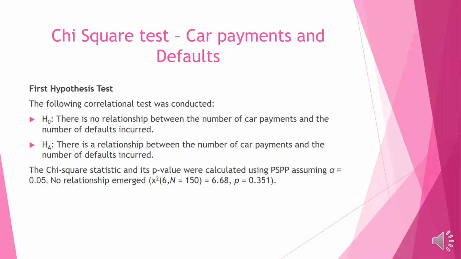The first chi-square test is in relation to car payments and defaults. The null is that there is no relationship between the number of car payments and the number of defaults incurred, while the alternative is that there is a relationship between the number of car payments and the number of defaults incurred. The results showed that the p-value was 0.351, which is greater than alpha. Therefore, no relationship emerged. As a result, the null hypothesis has to be accepted.